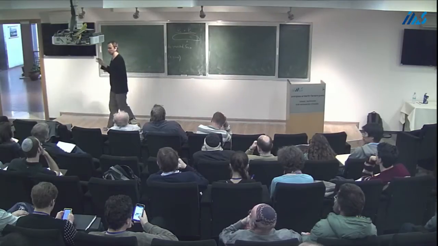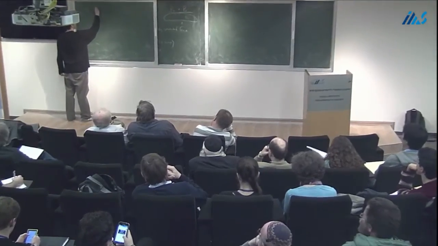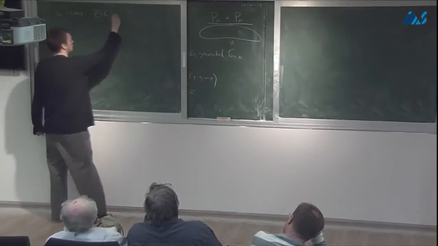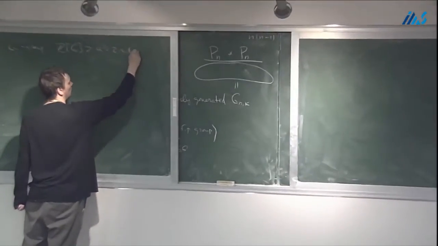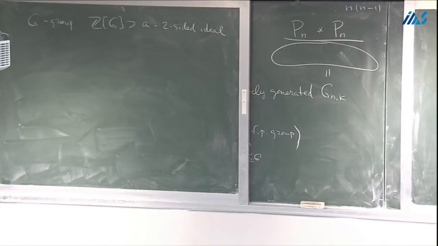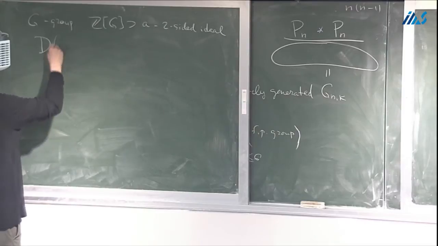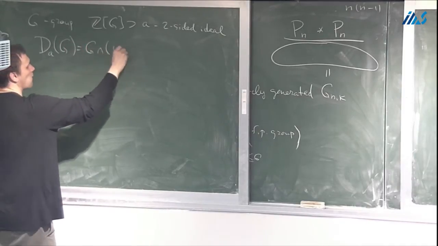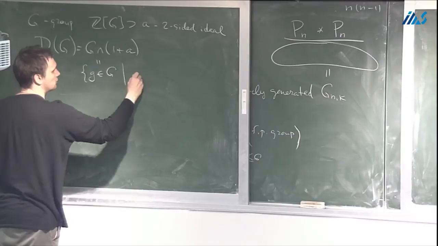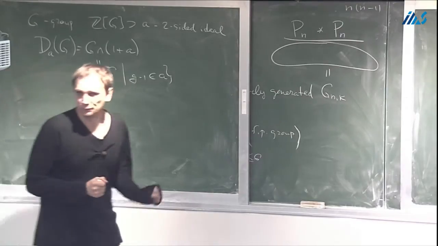Now, let me start with some elementary group and group ring theory. Let's take a group G and its integral group ring, and take some two-sided ideal. Then we can define the so-called generalized dimension subgroup determined by this ideal. It consists of elements g such that g minus 1 lives in this ideal. Since we consider a two-sided ideal, this is a normal subgroup in our group G.